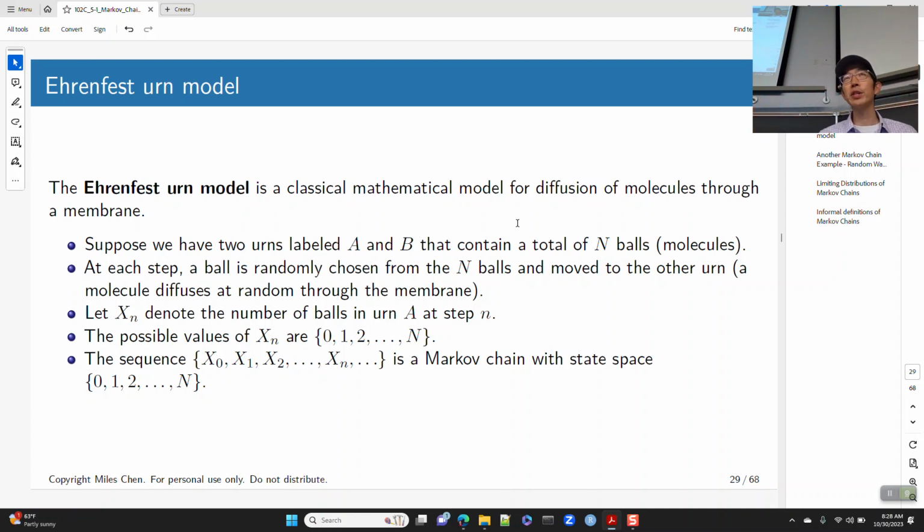Okay, and so we're going to say our random variable X at time n denotes the number of molecules or balls that are in urn A, which means we have capital N minus X_n in the other urn. And the possible values for X_n are 0, 1, 2, 3, all the way up to capital N. We're going to try to figure out the transition probabilities for the sequence of how many balls are in the urn, within the sequence for our Markov chain with this particular state space.